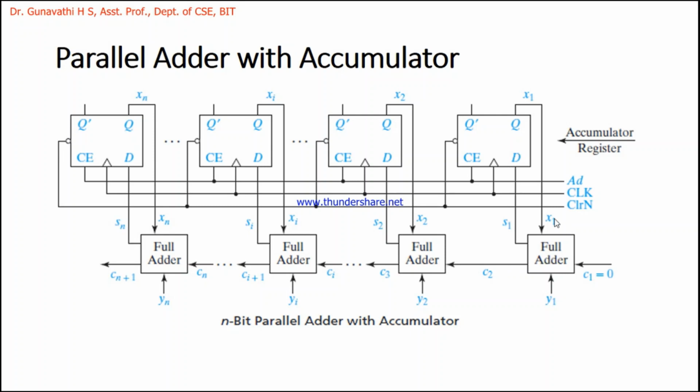Here, if I consider 0, 0 for x1 and y1, carry is 0. Put together, the sum is 0 and the carry is 0. Suppose 1 here, 0 here, and carry is 1 suppose. But initially there is no carry, so let us consider 0 only. So 1, 1, 0: sum is 0, carry is 1. The carry is passed on to the next stage, and sum 0 is passed on to this.